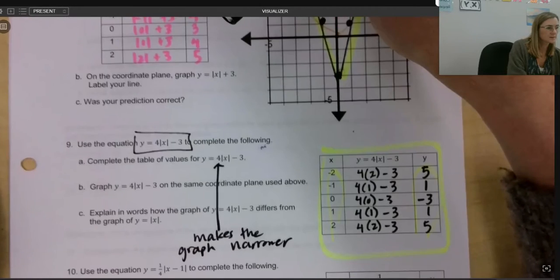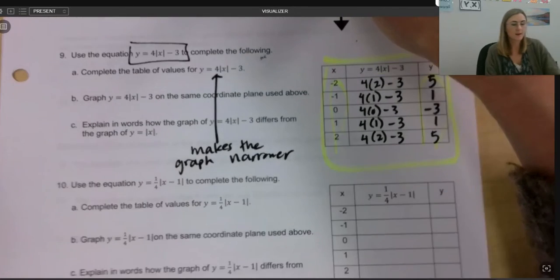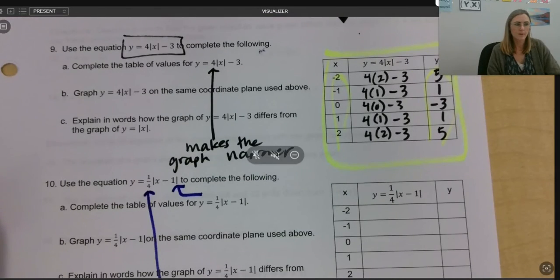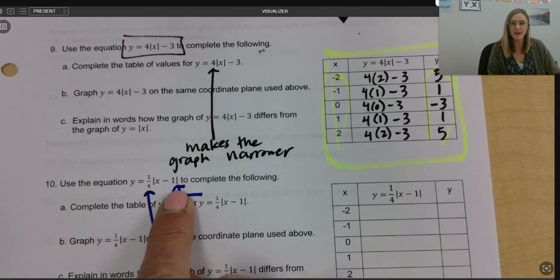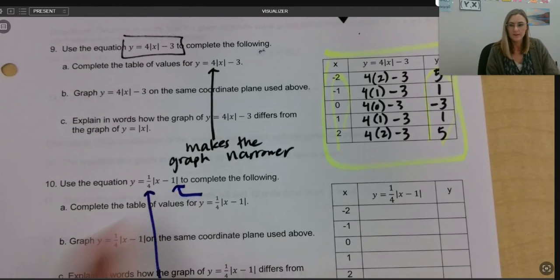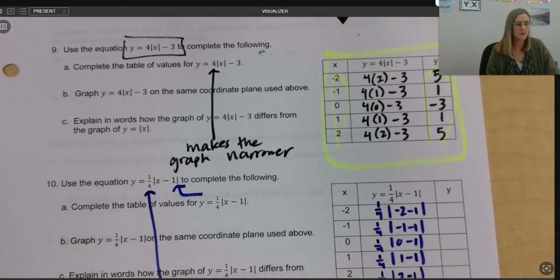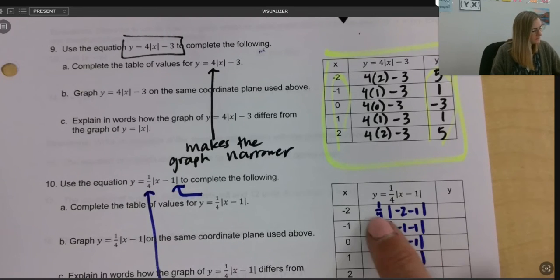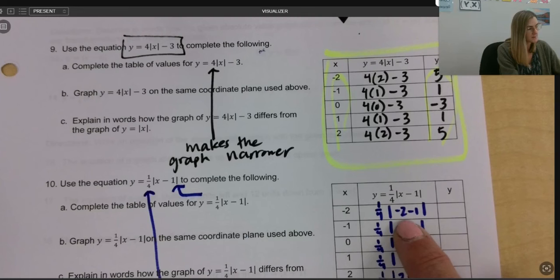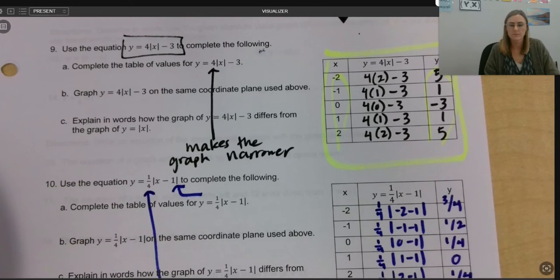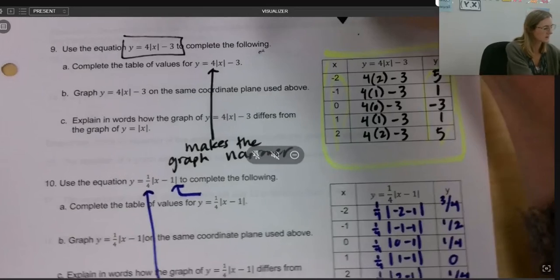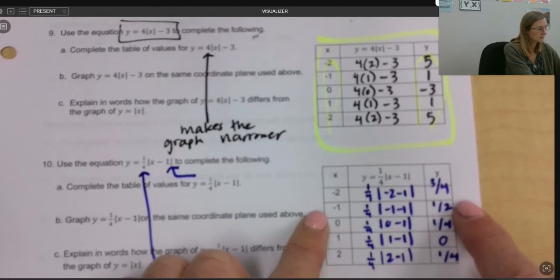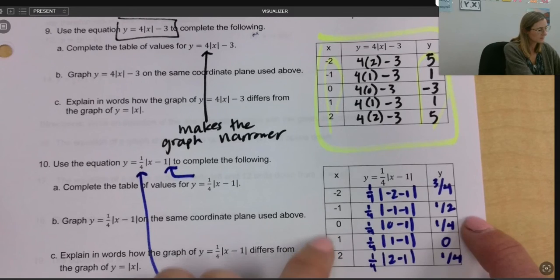You might be able to guess what happens when we have a 1/4 then. We have 1/4, and then we have a -1, but as you'll notice, this -1 is actually inside the absolute value. So we're going to plug in the points that it gave us, and figure out what does this -1 do and what does this 1/4 do? So the 1/4 times the absolute value of -3 is actually 1/4 times 3. So when we plug in those values, we should get -2, 3/4; -1, 1/2; 0, 1/4; 1, 0; and 2, 1/4.